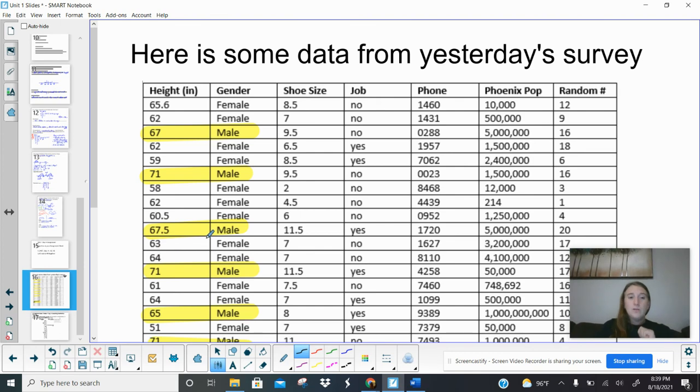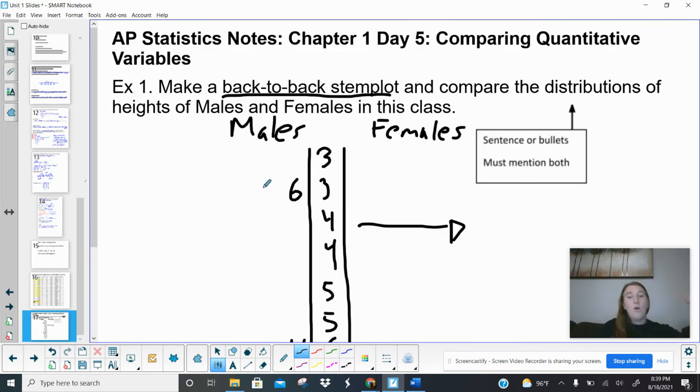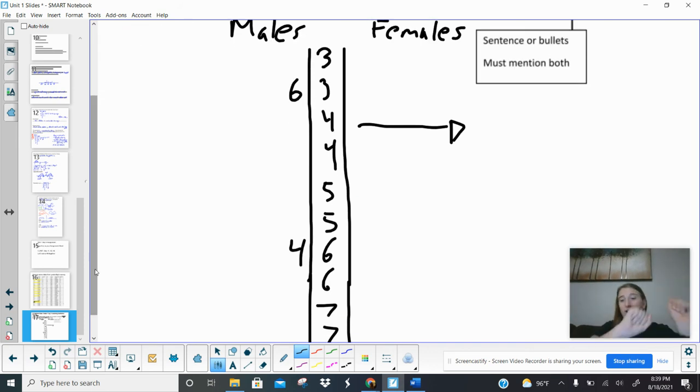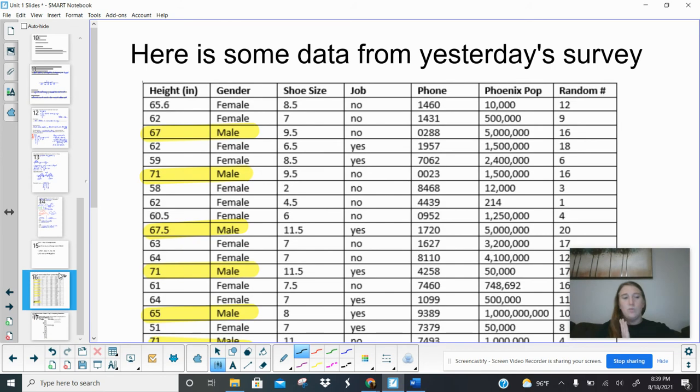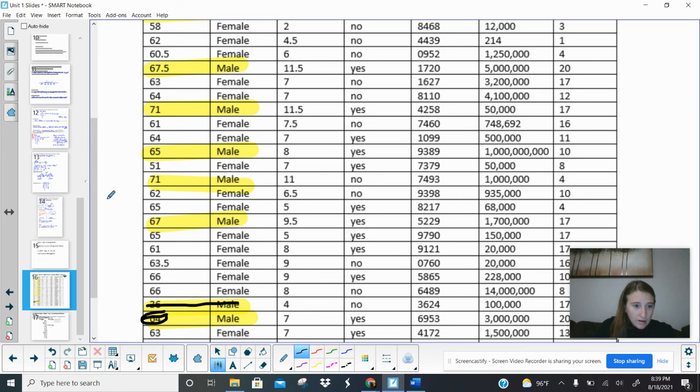I want you to keep going from here, getting all of our males' heights on the stem and leaf plot, again growing outwards and reordering as necessary. So try that just for the males, and then we'll come back and check. I'm going to cut this part out of video.